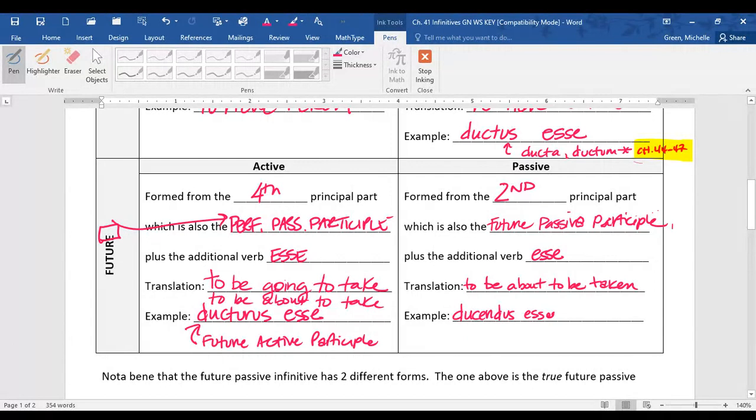Okay. Technically, that's not our future passive infinitive, but that's the one that I will always put in the main boxes. This is something that we see only in indirect statement. Technically, your future passive infinitive is the neuter form of the future passive participle, which is ductum, plus the passive form of the verb eo, ire, to go: ductum iri. The translation is the same. To be, I'll do this one this time, to be going, to be taken.